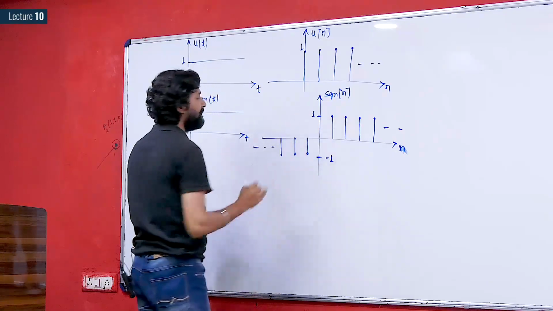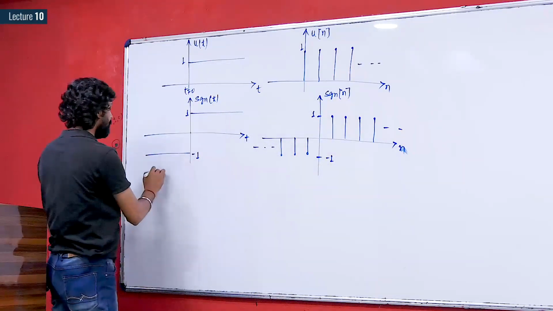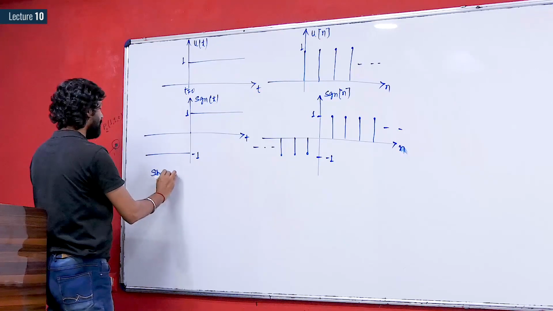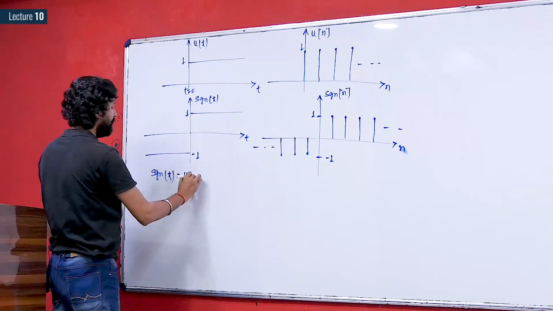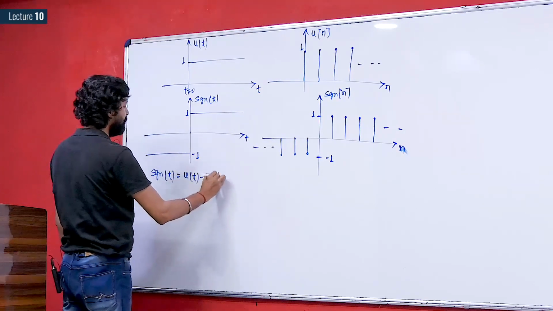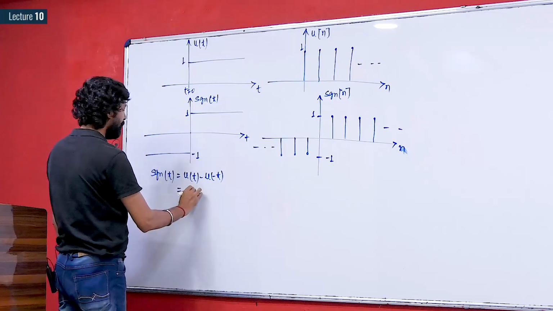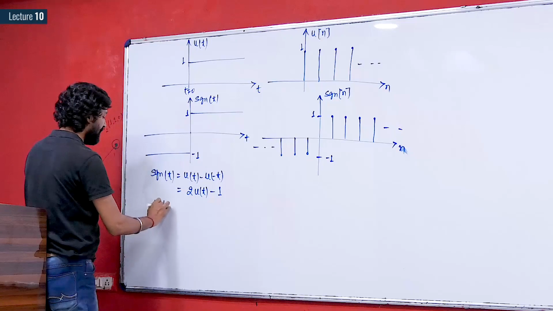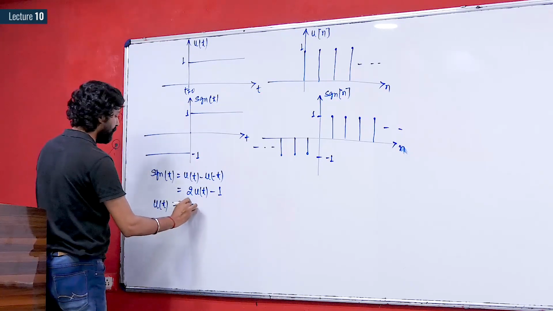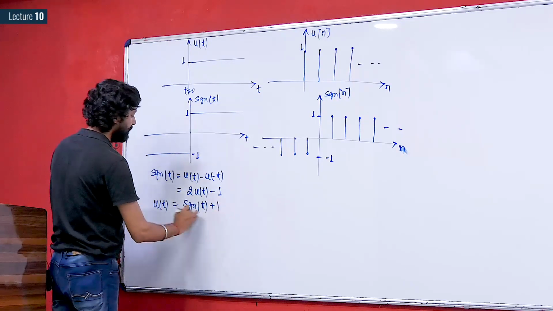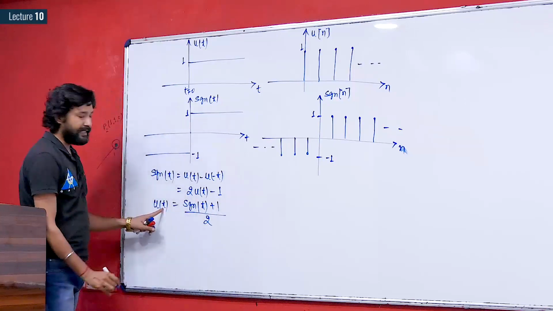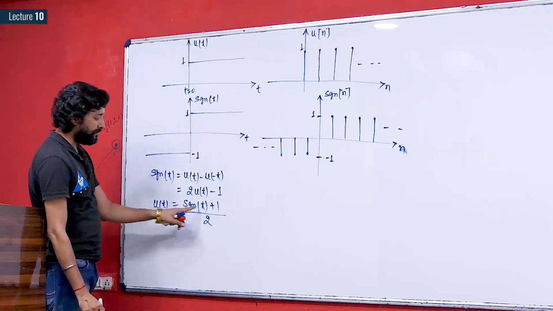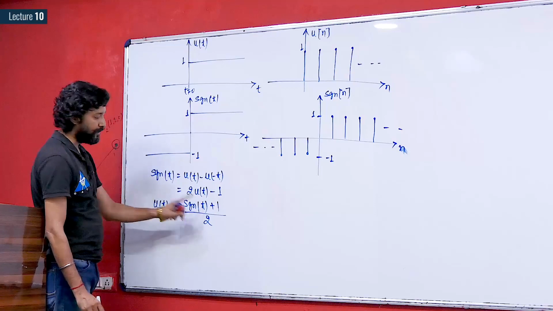So what properties we have written is, we have defined that signum of t may be represented as signum of t equals either u of t minus u of minus t, or you can write it as 2u of t minus 1. So we have defined that u of t can be obtained as signum of t plus 1 by 2, and if you want to take any shifting in the step function, then accordingly the shifting will be added in this signum function also.